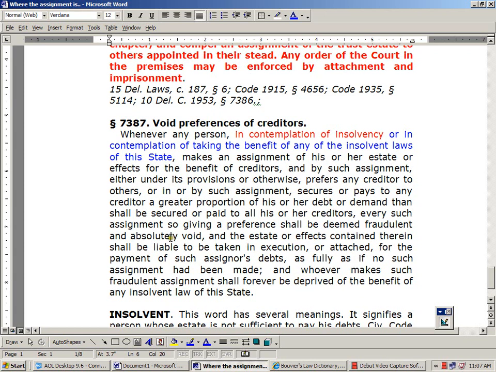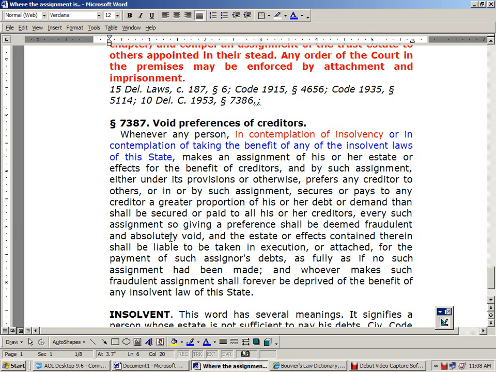Void preferences of creditors. Whenever any person in contemplation of insolvency, so you're thinking about going bankrupt, or in contemplation of taking benefit of any insolvent laws of the state, I wonder they're talking about them taking benefit, makes an assignment of his or her estate or effects for the benefit of the creditors, and by such assignment, either under its provisions or likewise, prefers any creditor to others, or in any such assignment secures or pays to any creditor a greater portion of his or her debt or demand than shall be secured or paid to all.